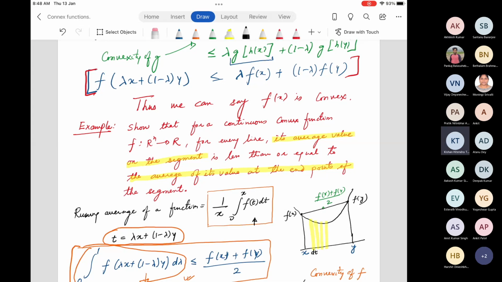Sir, if a function satisfies Jensen's inequality for some x and y, can we say the total function is a convex function? That is the issue, right? On the basis of which two points are we saying it is convex? So it depends on what points we are taking.